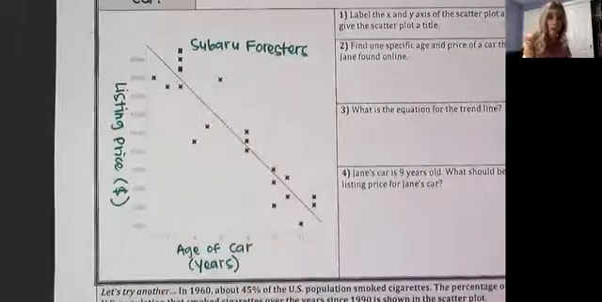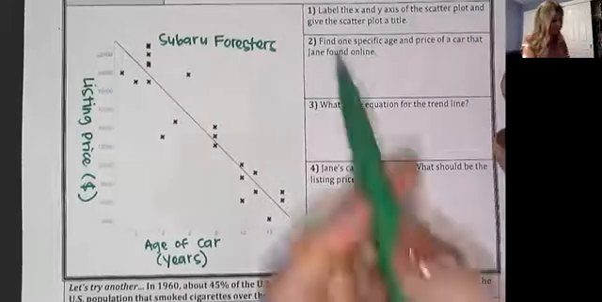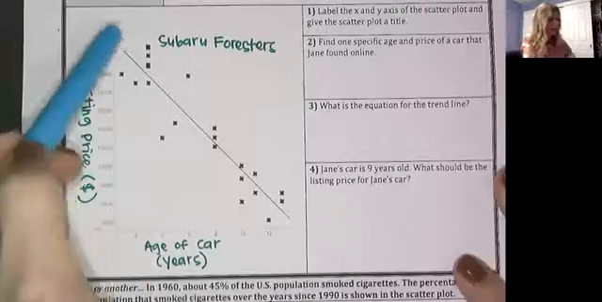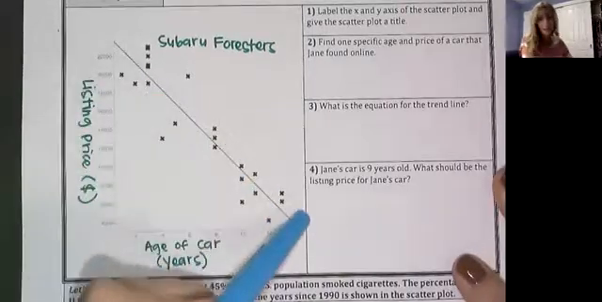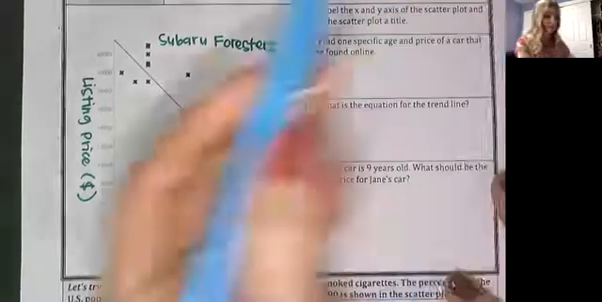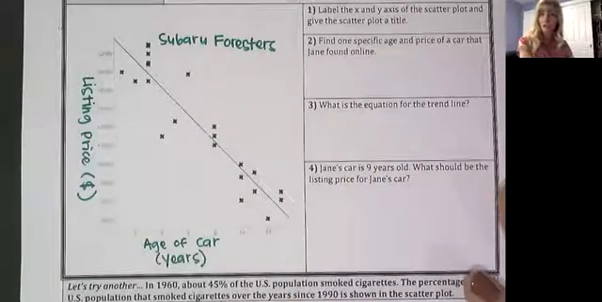type of car. All right, so just to make sure we understand what we're looking at here, it says find one specific age and price of a car that Jane found online. That's just making sure you understand, well, this is the trend line here that's going to help us make some predictions and use this data. Each of these little X's is an actual car that Jane found online. So we have many options here.